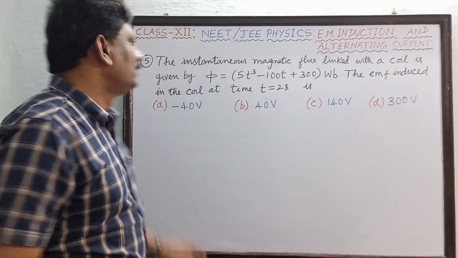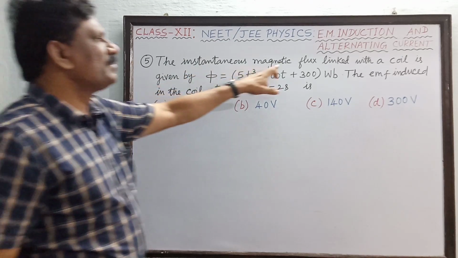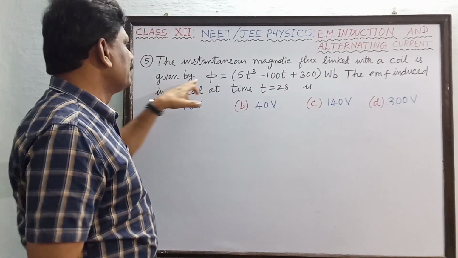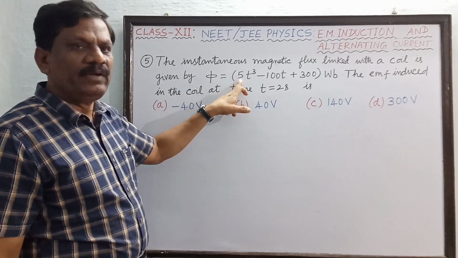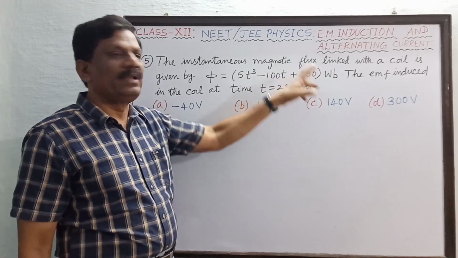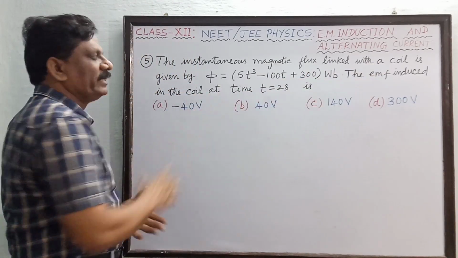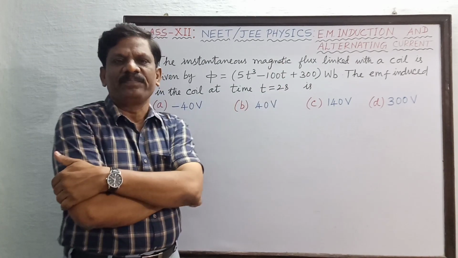Hi students, problem number 5. The instantaneous magnetic flux linked with the coil is given by phi equal to 5t cube minus 100t plus 300 Weber. The EMF induced in the coil at a time t equal to 2 seconds is to be determined.